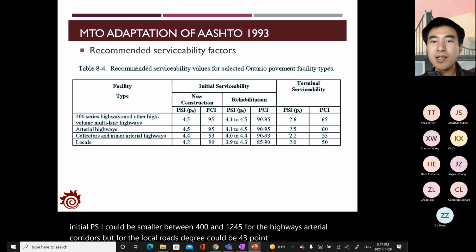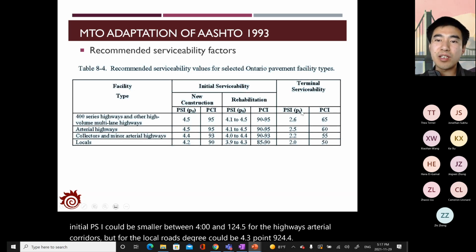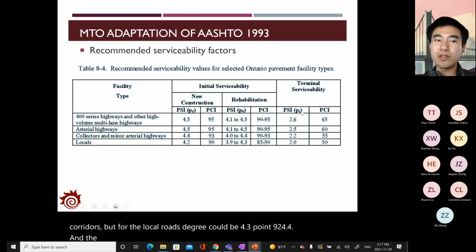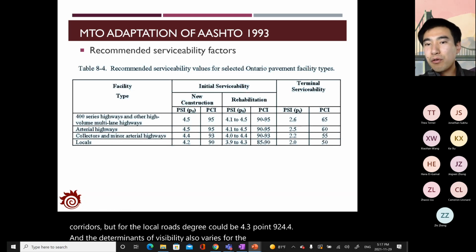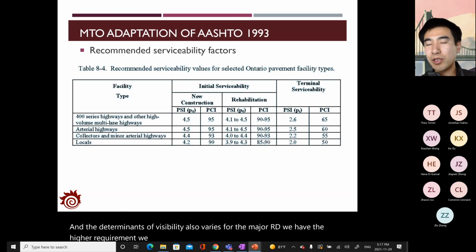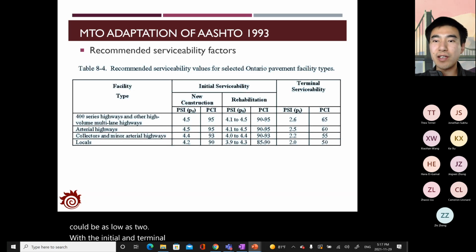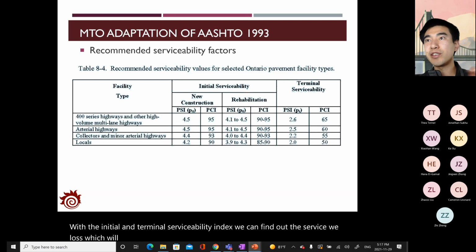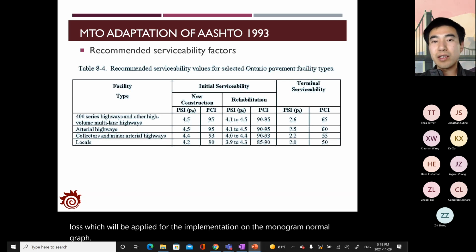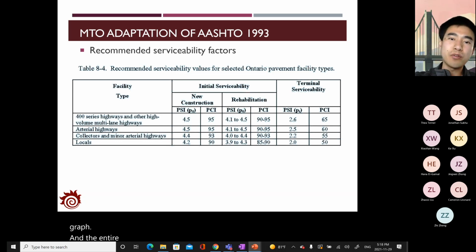And the terminal serviceability also varies. For the major road, we have a higher requirement. We want the PSI to be larger. For the local road, it will be smaller. It could be as low as 2. With the initial and terminal serviceability index, we can find out the serviceability loss, which will be applied for the implementation on the nomograph.